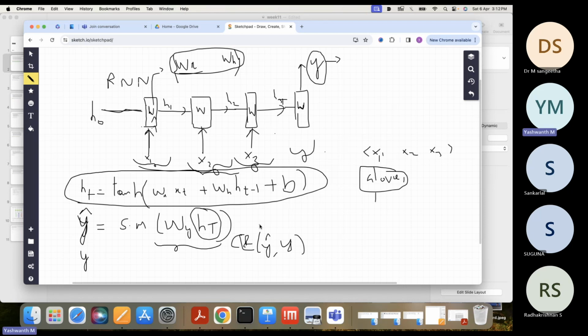You want me to go over, or we can skip and go to just quickly LSTMs and GRUs? Yes, no, no, anything.